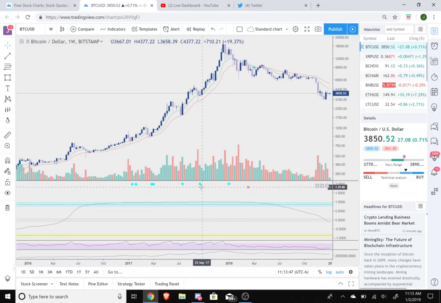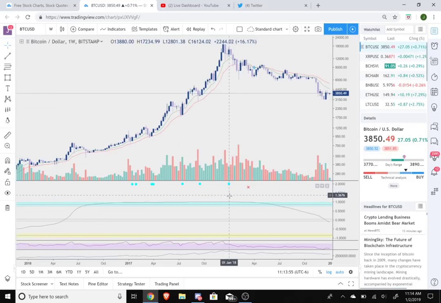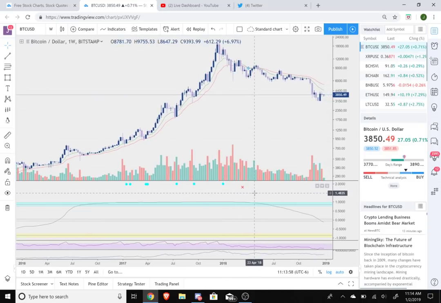Typically the first one won't cause a reversal. Typically the first one is almost like a warning sign. The second one is stronger, and then the third one is usually the one, if the second one doesn't go, the third one is usually the one that does.